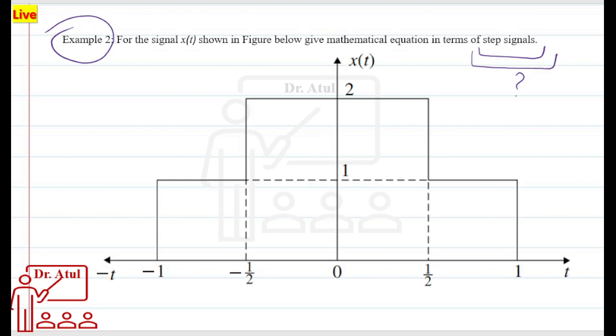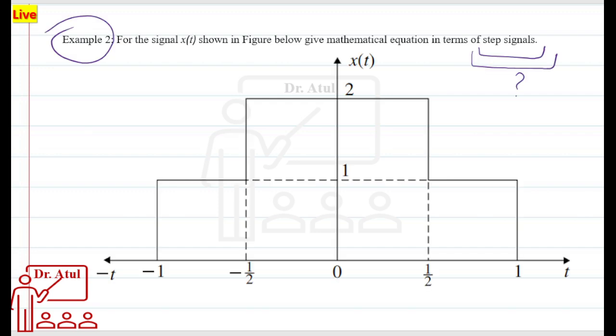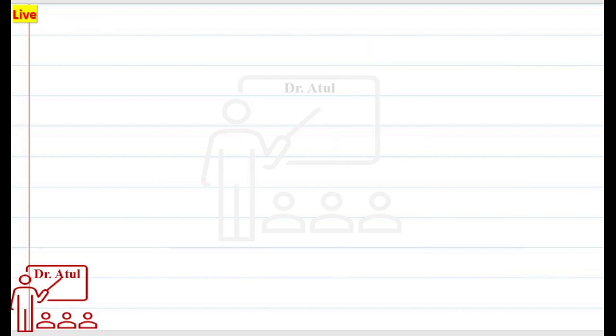This is another example. Before going to that example, I will take a new slide here and try to solve this. You can see here that one step function of value 1 is starting at minus 1. So I will write the first one as u(t+1). This signal will become like this, u(t+1).